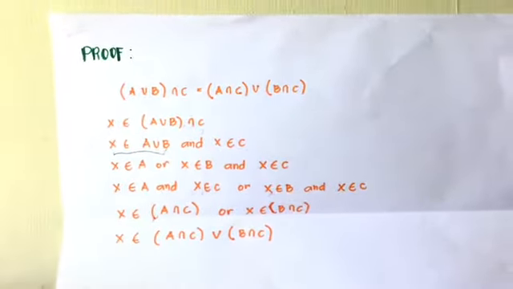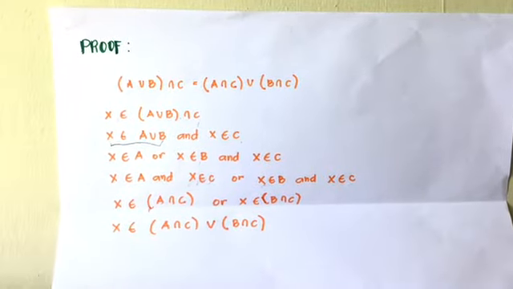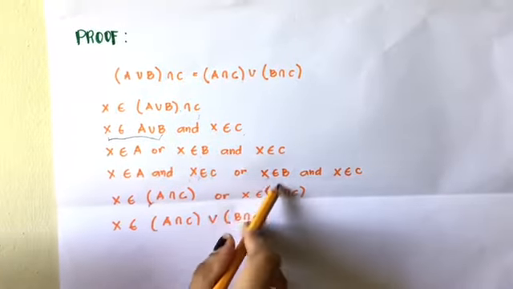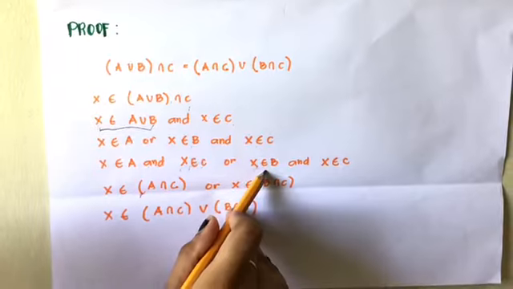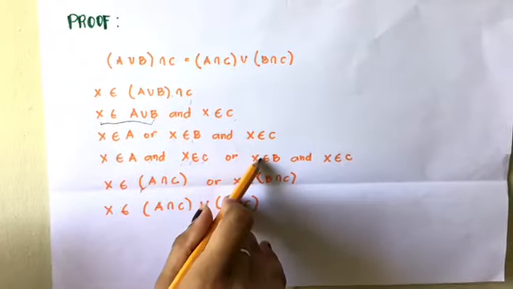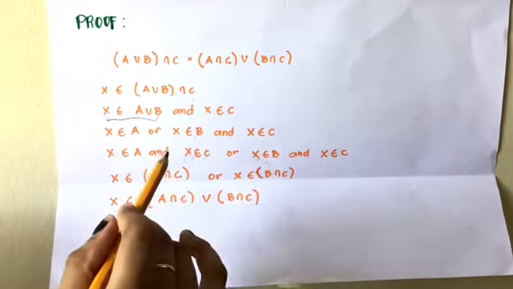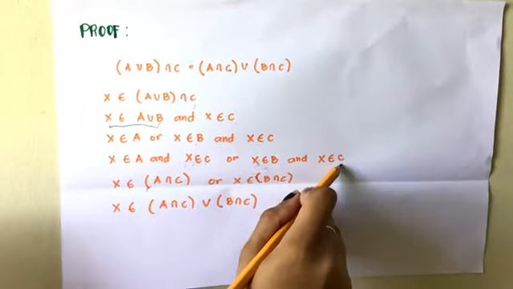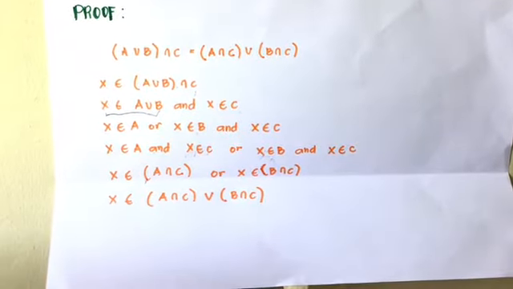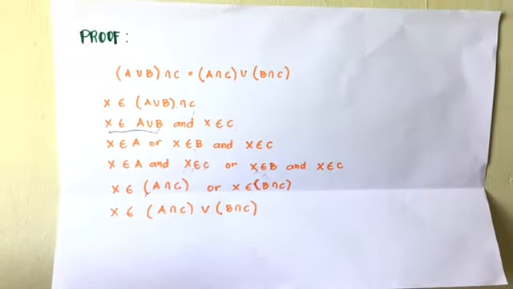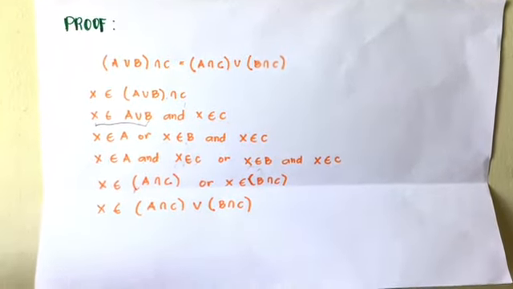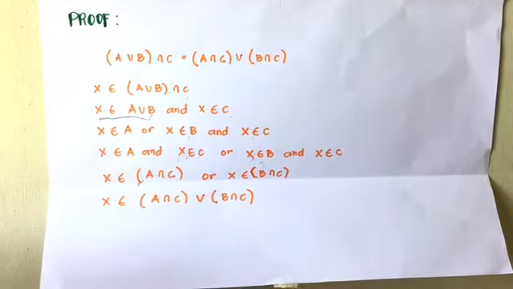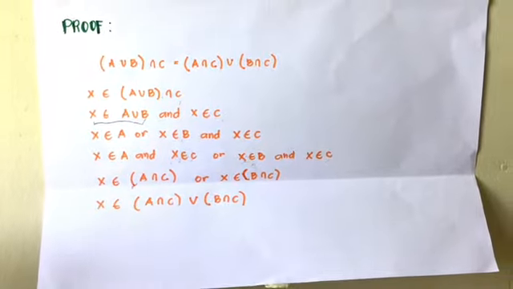Then that means one of these conditions is true, because we know x is an element of A or B, or it can be both. That means either this is true, that x is an element of A and x is an element of C, or this condition is true, where x is an element of B and x is an element of C. One of these conditions is definitely true. Both of them can also be true.